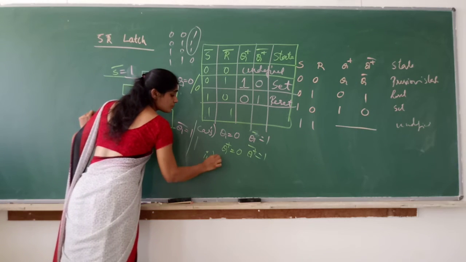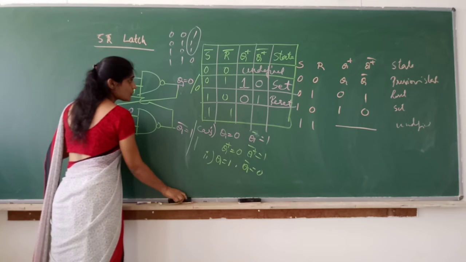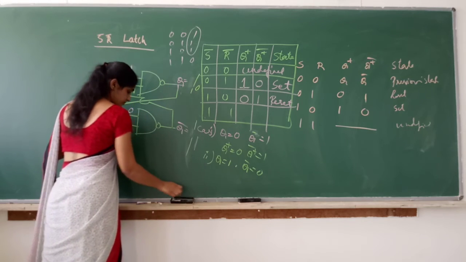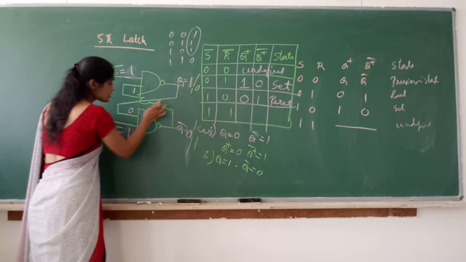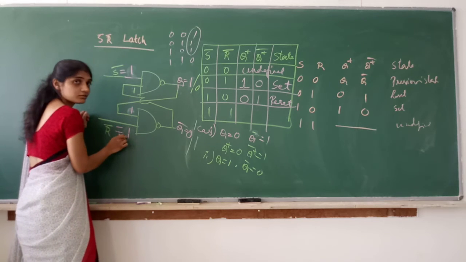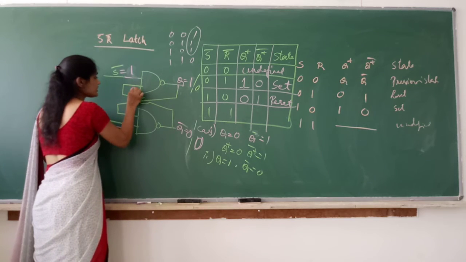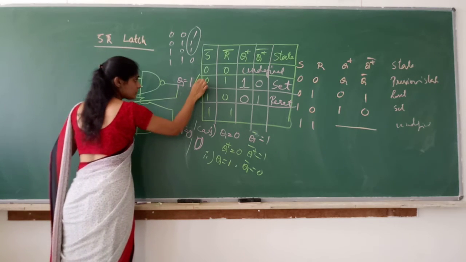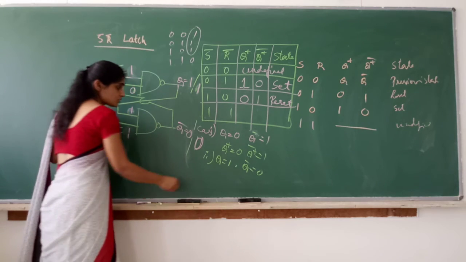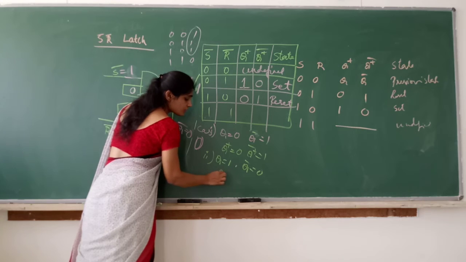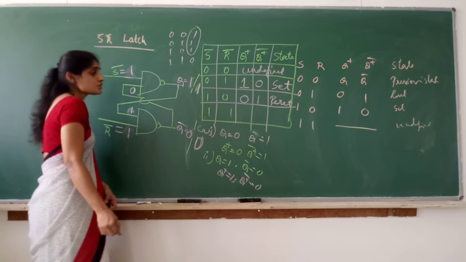Now case 2, assume Q as 1. So Q bar will be equal to 0. Assumption, you assume Q as 1. So what will be Q bar? 0. So this 1 will come here. 1, 1, what is that? 0. So 0, again 0 will go here. 0, 1, 1. So look at this. Next state is same as previous state. So when Q is 1 and Q bar is 0, Q plus is also 1 and Q plus bar is also 0. So what is the conclusion?